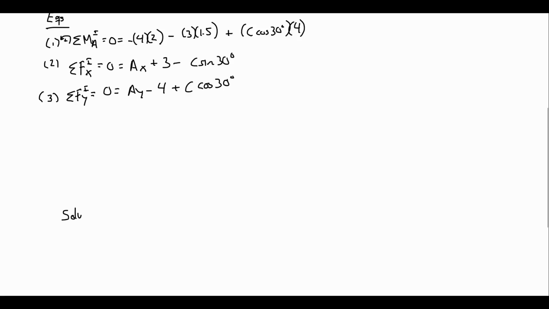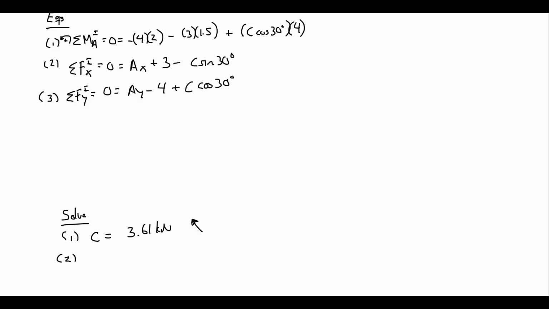All right, so let's look at a solve step here. So equation 1, we can solve that, and we can find that C is going to be a positive 3.61 kilonewtons, and in the direction that we assumed. And that has to be positive because the ground can only push on our roller.